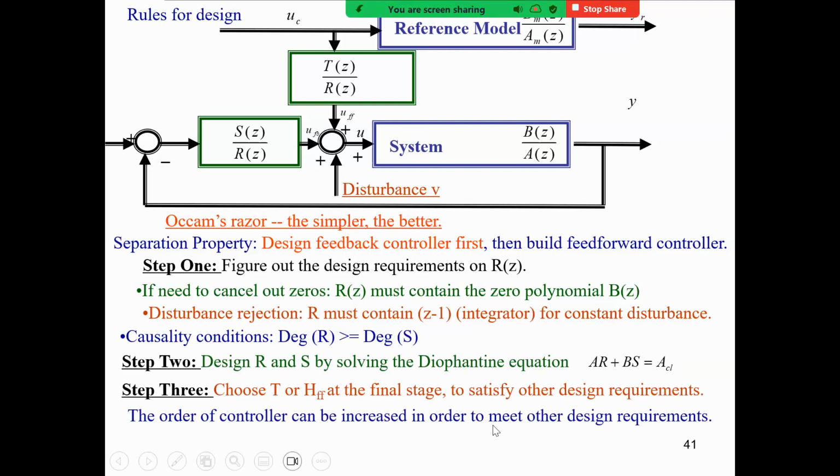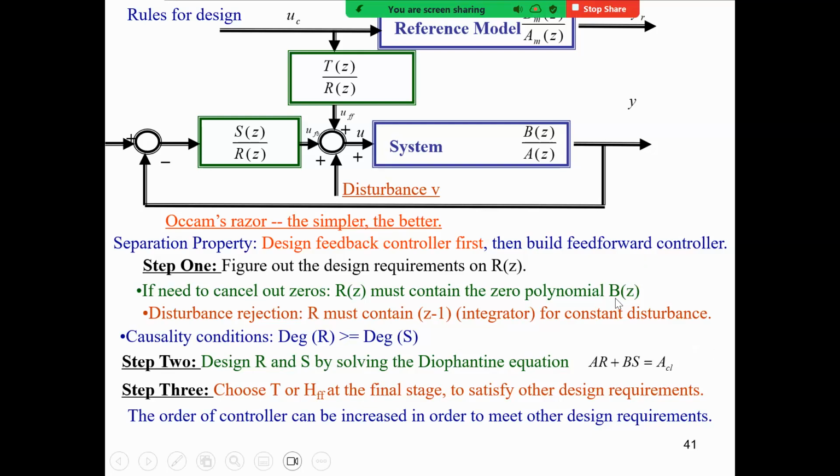The order of the controller can be increased in order to meet other design requirements. Normally you can decide the order of the controller in step 2. For example, if you use the first order controller, then you realize you don't have enough freedom. Then you go up to the second order controller, right? Because you are free to design any type of controller, you will always have enough freedom under the condition that B and A have no common factors. If B and A have common factors, and those common factors are stable, then no problem. But if some common factors are unstable, then that is a hopeless situation where you have to find some other way out, which means the system is kind of uncontrollable.